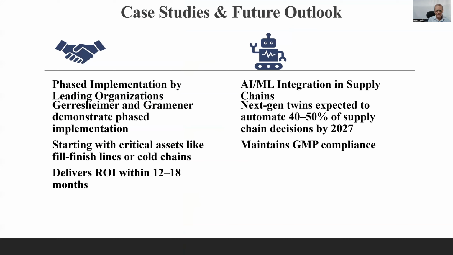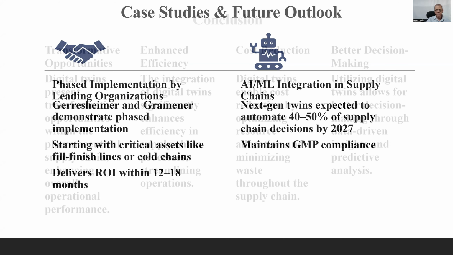Some of the case studies of those who have adopted digital twin have shown that they adopted it in a phased manner, starting with critical assets like fill finish lines or cold chains. The ROI is achieved within 12 to 18 months. Or when it comes to supply chain decisions, it can help in automating the various process parameters, maybe 40 to 50%, and help in GMP compliance also.